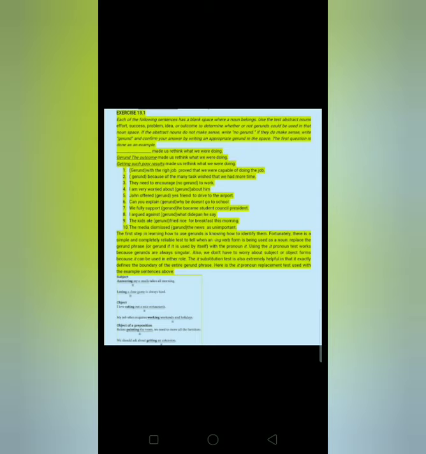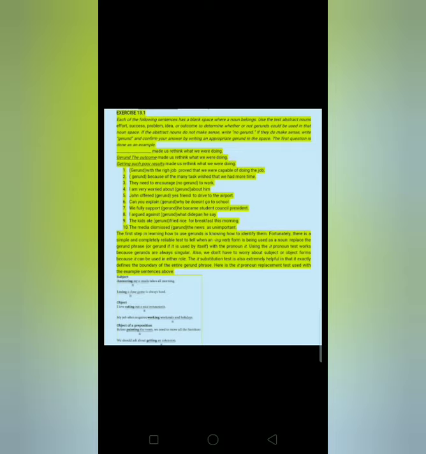The it substitution test is also extremely helpful in that it exactly defines the boundary of the entire gerund phrase. Here is the it pronoun replacement test used with the example sentences above.